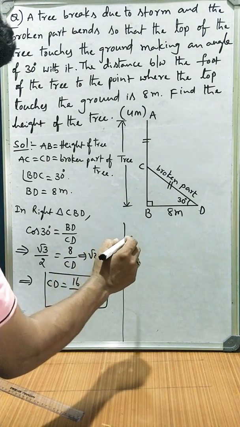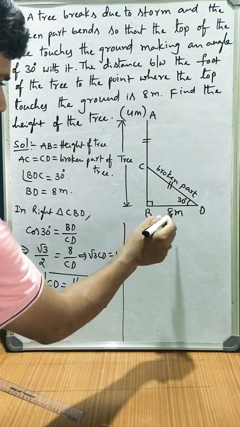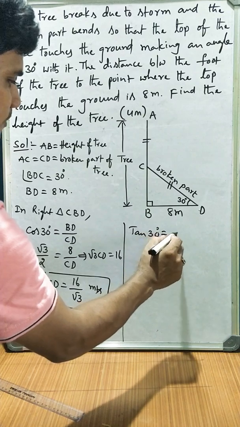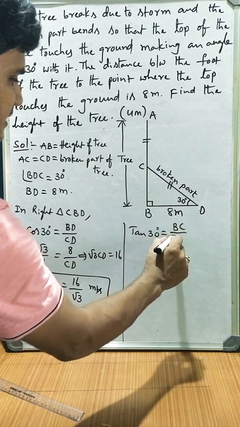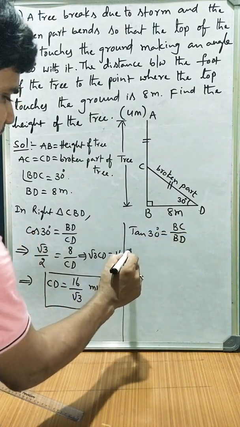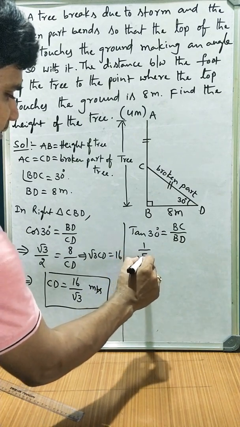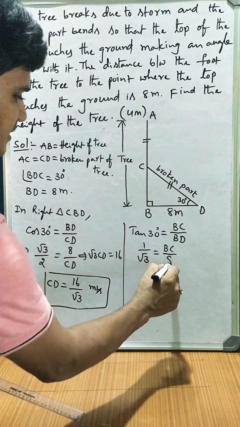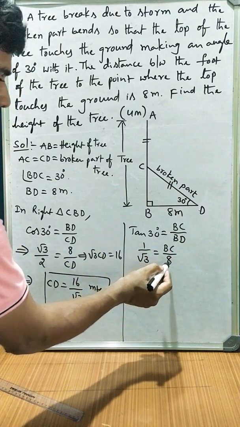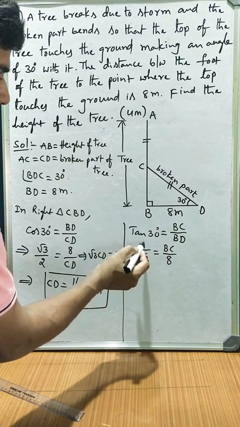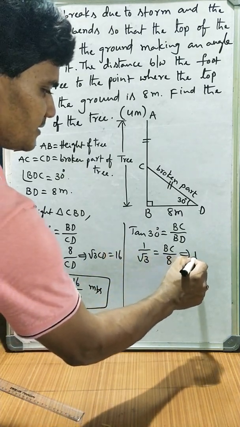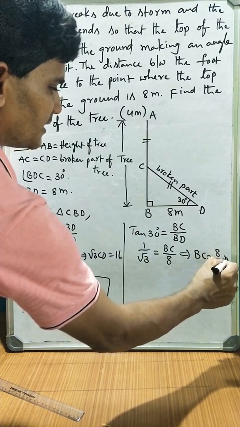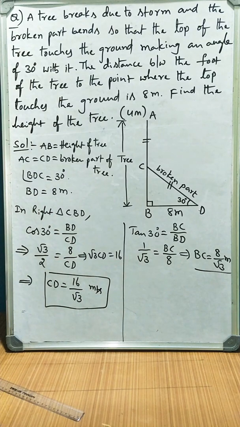Now let us take opposite side adjacent side related by tan. Tan 30 degrees. Opposite to 30 is BC. Adjacent is BD, which would imply tan 30, 1 by root 3, is equal to BC by BD, that means 8. Bring this 8 into LHS, it will multiply and go into numerator. That is BC is equal to 8 by root 3 meters. So we got another one.